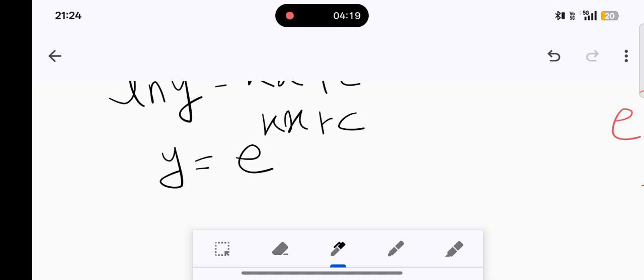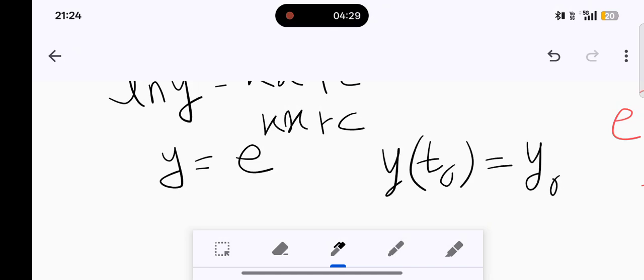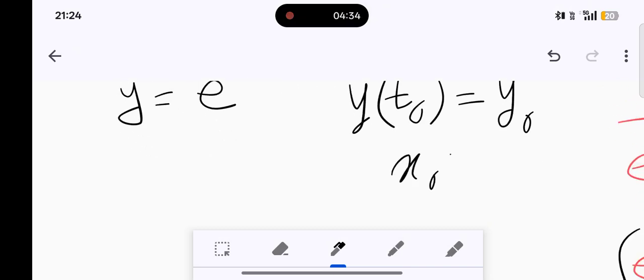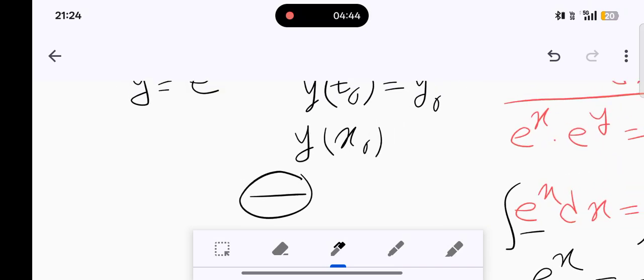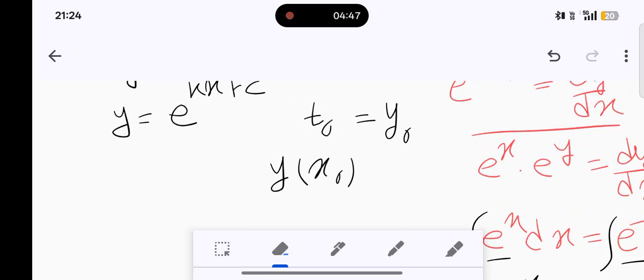Now why is the name boundary and why is the name initial? Because they will give you the t0. Y at t0 will be something like y0. So t0 means the initial position, but when they give you the x0, which is nothing but the representation of displacement, then x0 means displacement has a boundary, right? So that's why this is called the boundary condition, and this is called the initial condition. Hopefully you can understand. This is y0.